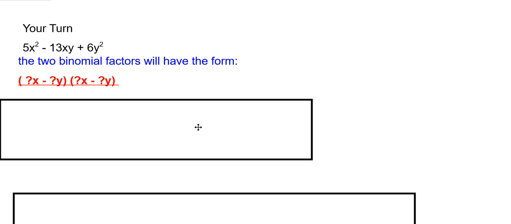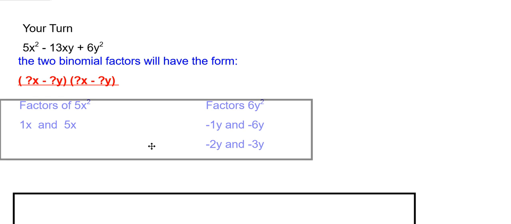Moving on to the your turns. You can choose to do these in whichever method you choose to do. Doesn't really matter as long as you come up with the same answer. So our question is 5x squared minus 3xy plus 6y squared. The binomial factors are going to have a form of x minus y and x minus y because I have a positive and my second term is negative.